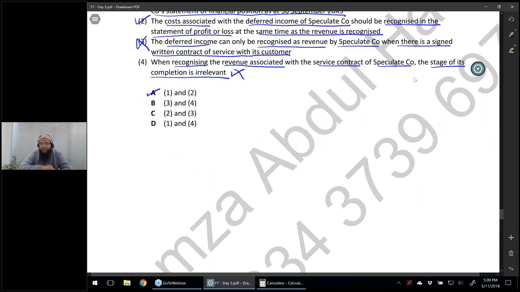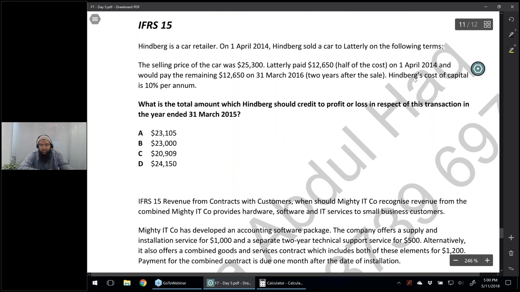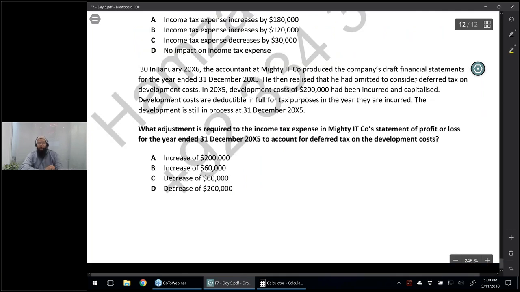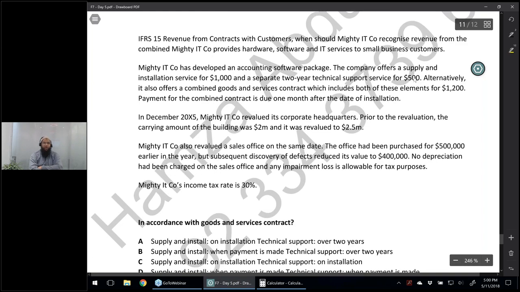So we have done a lot of questions. How about trying IFRS 15 on your own at home? And if you have any problem, you people can discuss this on the WhatsApp group, because we are exactly at par with the time. So you people can try IFRS 15 on your own at home, and then you can discuss this on the WhatsApp group in case you have any problem.